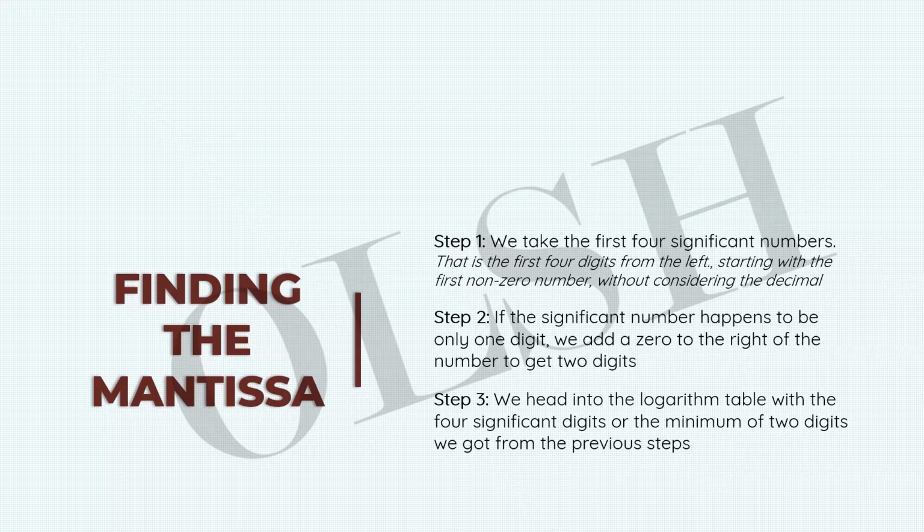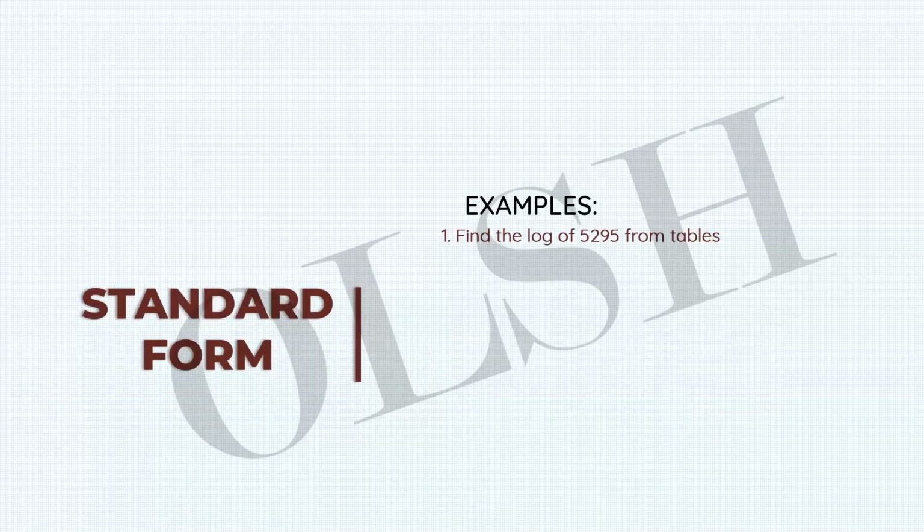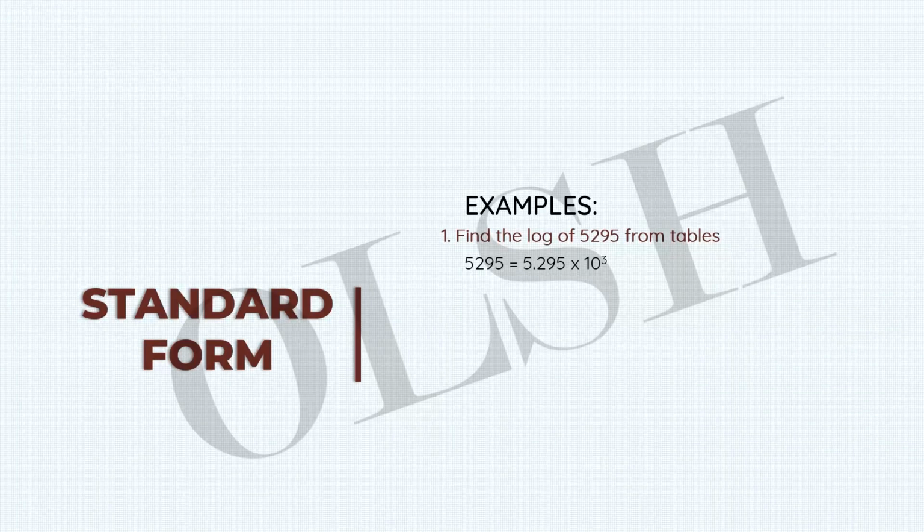We head to the logarithm table with our digits, the 4 digits or a minimum of 2 digits, to get our readings. So let's take examples. The first example we'll be taking is: find the log of 5295 from tables. To do that, we'll have to put our number in its standard form. If we put that in standard form, we'll have 5.295 times 10 raised to the power 3. From what we have already, we can see that our characteristic is 3. But of course, we can just go ahead to prove how we got 3, or to be sure that yes, it's 3.